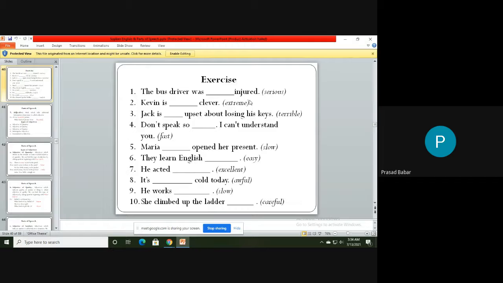Or we can add ly also, or we can keep it as it is also. Okay. He acted excellent. We can call it excellent, or we can call it excellently also. It's dash dash cold today. So here awful is the hint given in this sentence. It's dash dash cold today. So here we can use awful as it is.